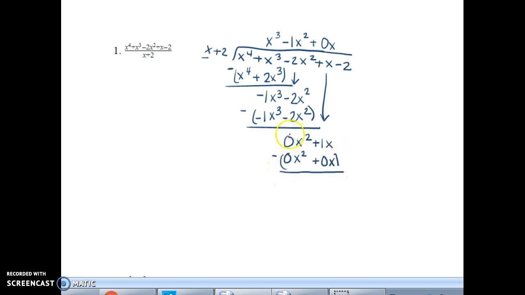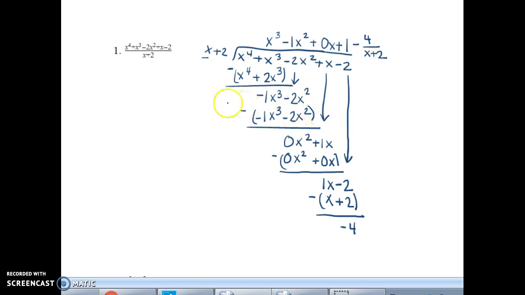Again, subtracting zeros cancel out. 1 minus 0 is still 1x. And then I bring down my next term, which is a negative 2. How do I make an x become a 1x? By multiplying by 1. So I get 1x. 1 times a positive 2 is a positive 2. Again, you are subtracting these. x minus x is gone. Negative 2 minus 2 more is a negative 4. So my final answer is negative 4 divided by x plus 2.